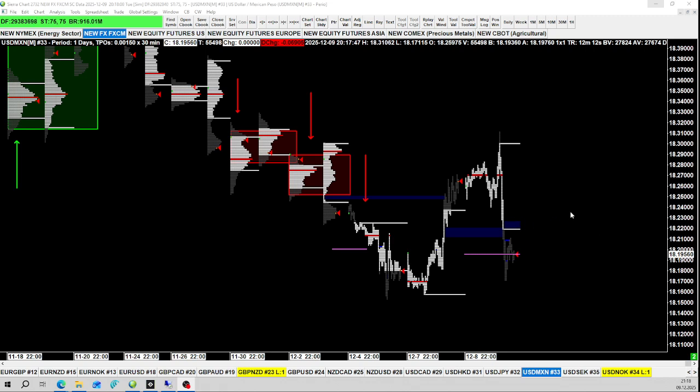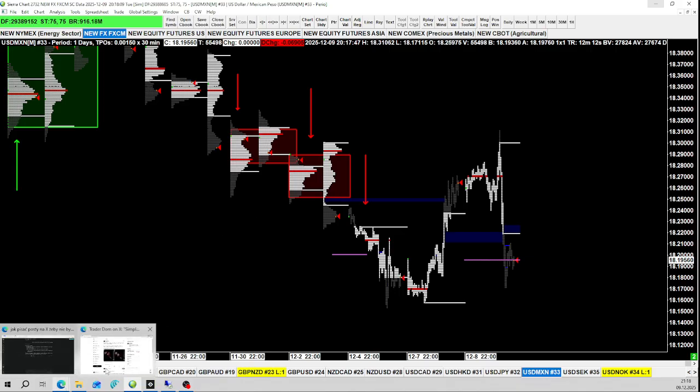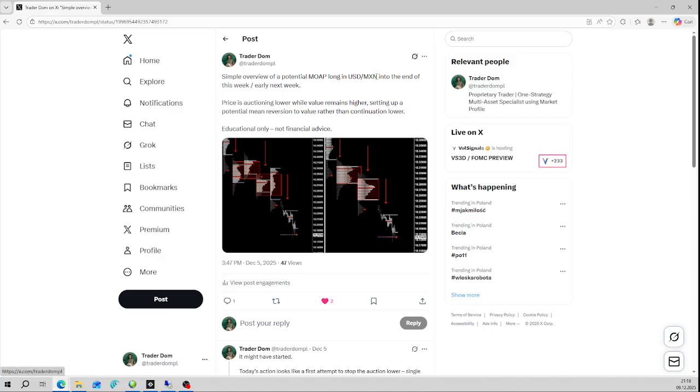Okay, so this is a description of another trade which I was mentioning yesterday on my Twitter. This one is actually a USD Mexico FX trade. Obviously, past performance is not indicative of future results. This is just for educational value.